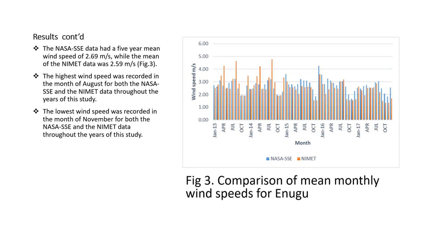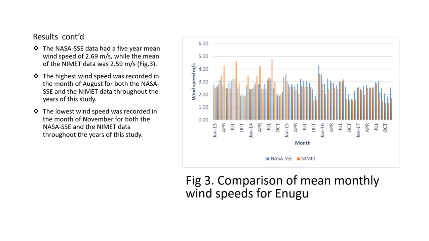The NASA SSE data had a 5-year mean wind speed of 2.69 meters per second, while the mean of the NIMET data was 2.59 meters per second. This is for Enugu location. And figure 3 shows the comparison of mean monthly wind speed for Enugu.